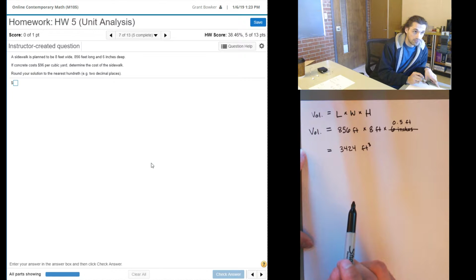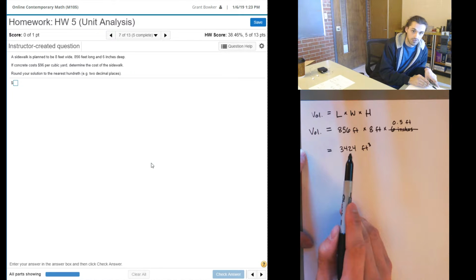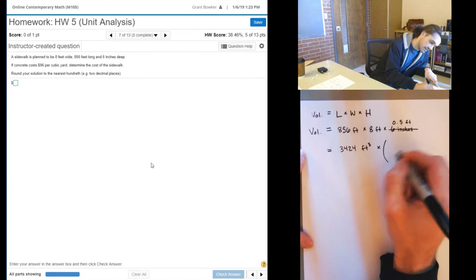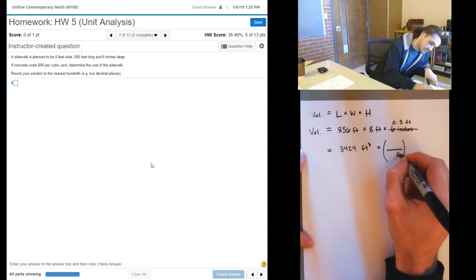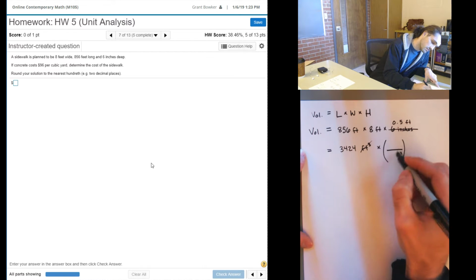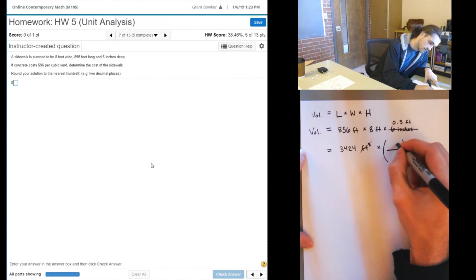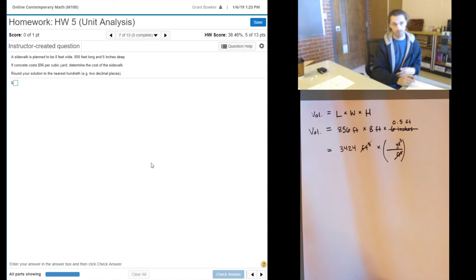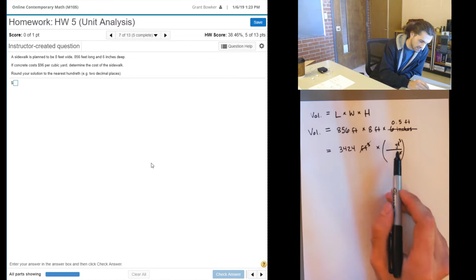Now, the price of concrete is in cubic yards, price per cubic yard. So we need to convert this 3,424 cubic feet into cubic yards. So we'll multiply by a clever version of 1. Feet cubed needs to go away, so I'll introduce feet cubed downstairs. So feet cubed upstairs undoes feet cubed downstairs. What do you want out? Well, I want out cubic yards. Why? Well, that's what the concrete is measured in. $96 per cubic yard. So I need cubic yards out.